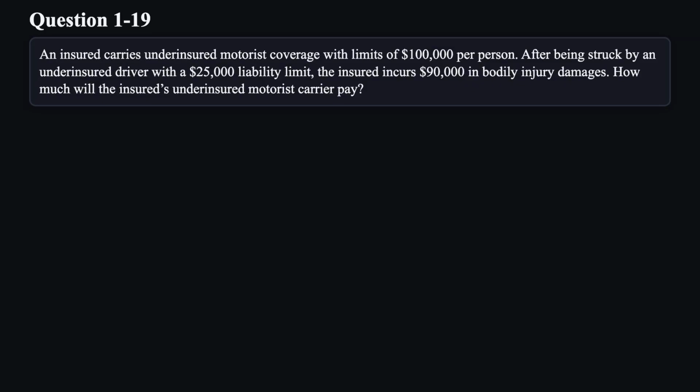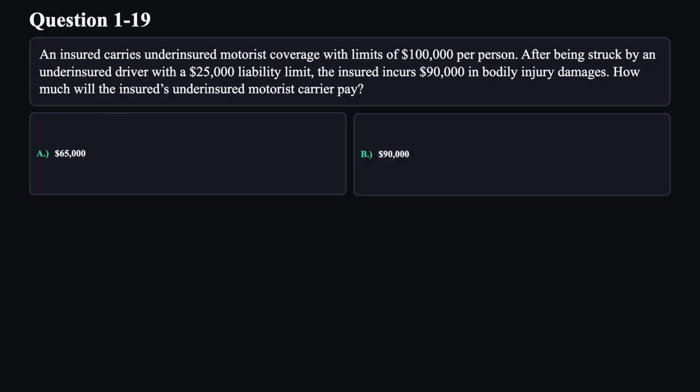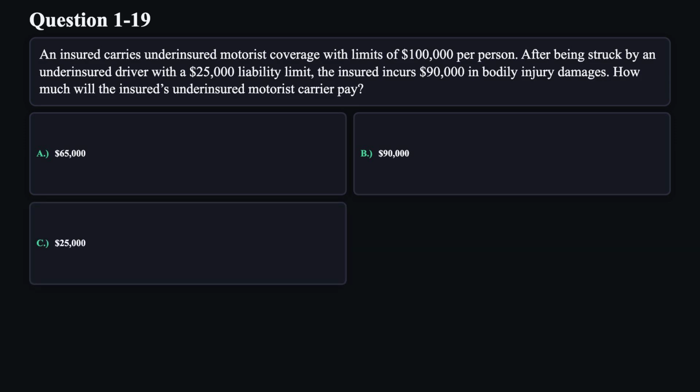Question 19. An insured carries underinsured motorist coverage with limits of $100,000 per person. After being struck by an underinsured driver with a $25,000 liability limit, the insured incurs $90,000 in bodily injury damages. How much will the insured's underinsured motorist carrier pay? A. $65,000. B. $90,000. C. $25,000. D. $100,000.